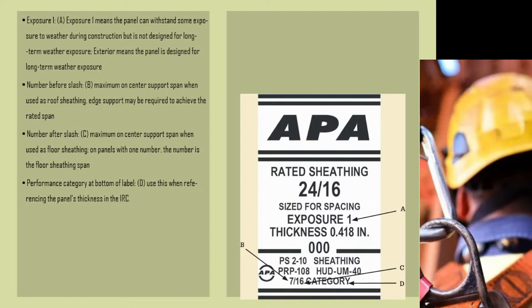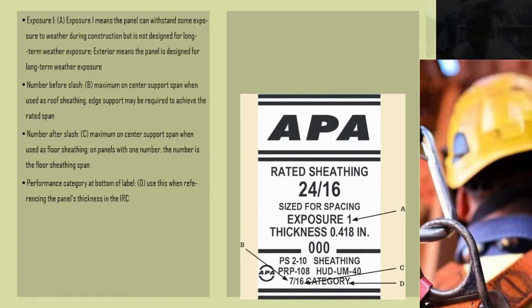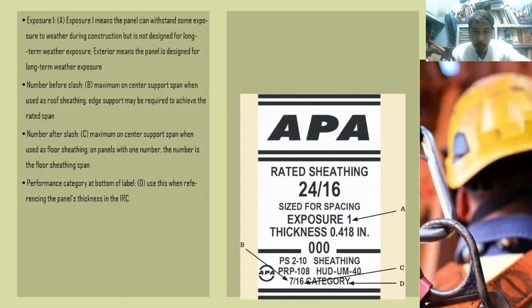Okay. So anyway, we are now going to the end of our discussion. While letter B is the number before the slash, that is maximum on center support. Okay, so 7, right? And letter C, maximum on center support span, this is maximum on center support span when used as floor sheathing. This is when used as roof sheathing. So roof and floor. So letter D, performance category at the bottom of level. Use this when referencing panel thickness. So panel thickness.